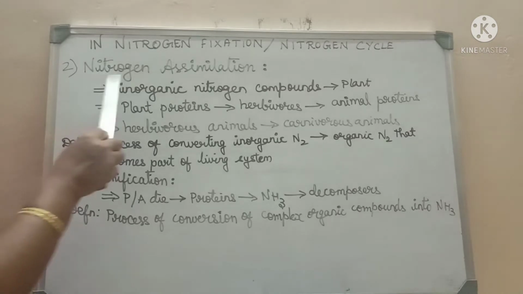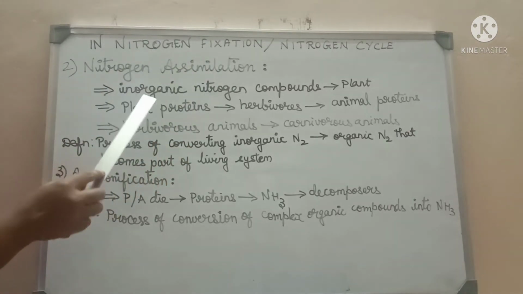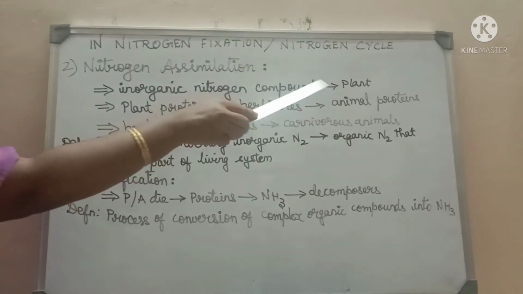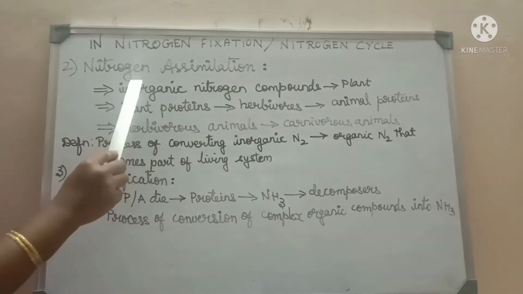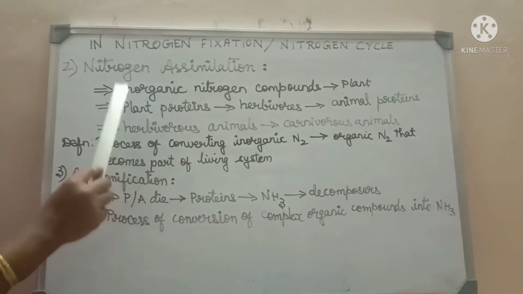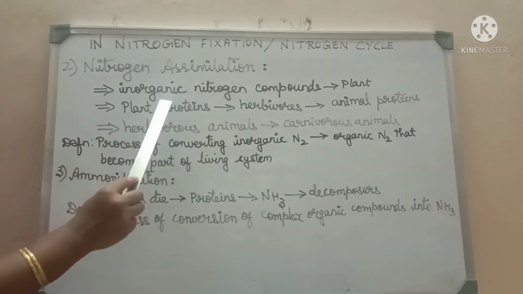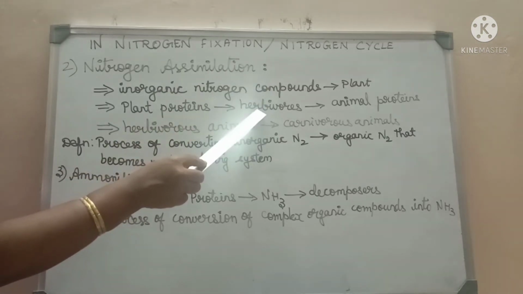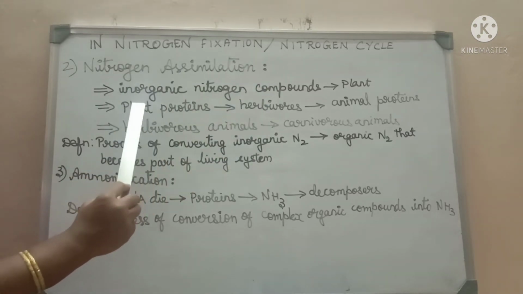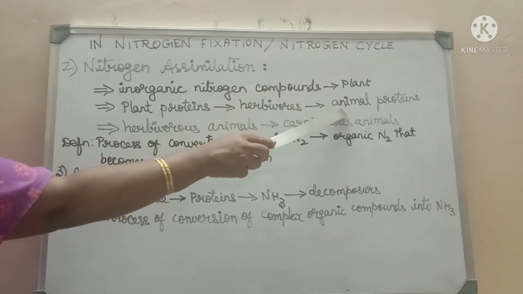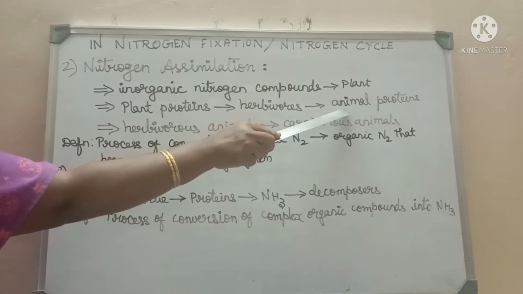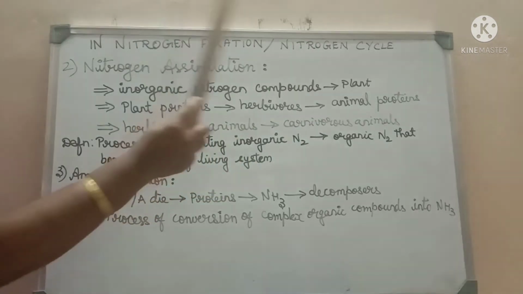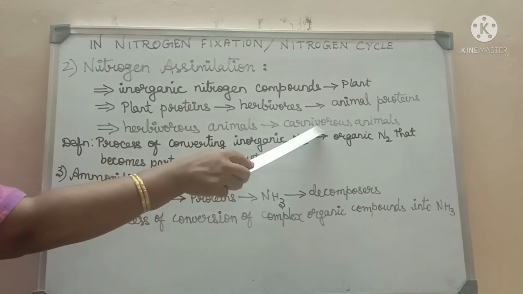The second process is nitrogen assimilation, where, in the previous step, we found that the inorganic nitrogen is absorbed by the plants. Now this nitrogen enters into the plant body and becomes part of its living system, the proteins. Now these proteins are taken up by the herbivorous animal when it feeds on the plant. So the plant proteins are converted into animal protein. Now again, when those animals are eaten by carnivorous animals, the protein enters into the carnivorous animal's body.